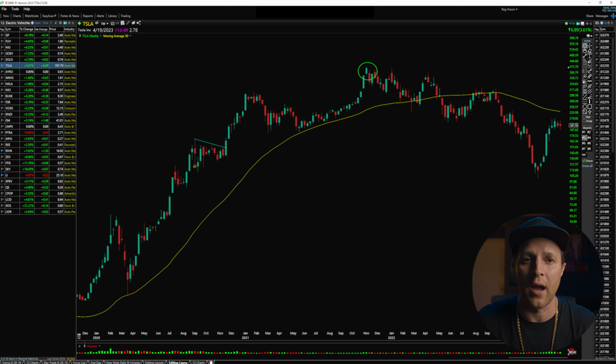Swing highs and swing lows are also sometimes known as pivots, tops, or bottoms. A swing high is a peak before a decline, and a swing low is a low before an incline in a stock's price. So you can see right here on Tesla's weekly chart, Tesla opened up and it made this high price, forming a high pivot. It pulled back to this low right here and then continued to move higher.